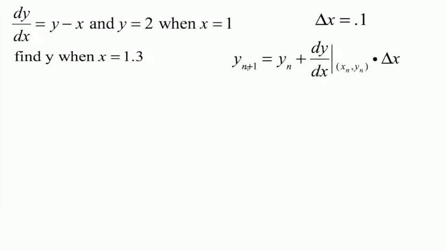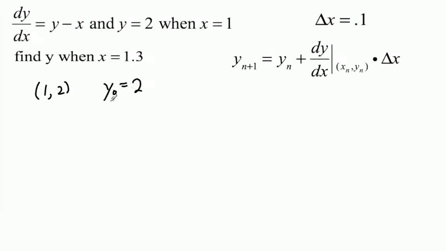And Euler's method looks like this. Essentially what it says is my next y is going to be my last y plus the derivative at that last point, x and y, multiplied by delta x, which is going to be 0.1. So we're going to start with our initial conditions. So in other words, y naught? Well, y naught is going to be 2. And then that point is going to be 1, 2.